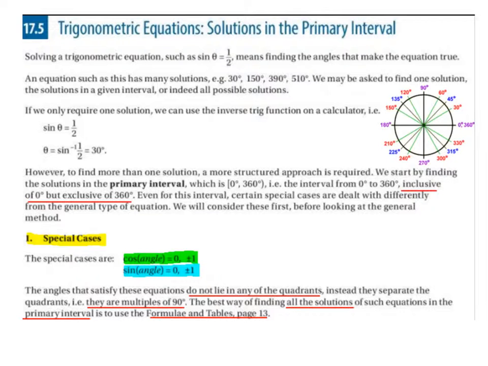So they don't actually lie inside a quadrant. For example, any of these angles here lie inside the first quadrant, between 0 and 90 degrees. Any of these angles here lie inside the second quadrant, between 90 and 180 degrees, and so on. But cos of the angle equal to 0 or plus or minus 1, and sine of the angle equal to 0 or plus or minus 1, do not lie inside one of the four quadrants. Instead, they separate the quadrants, i.e. they are multiples of 90 degrees. The best way of finding all the solutions of such equations in the primary interval is to use the formulae and tables on page 13.